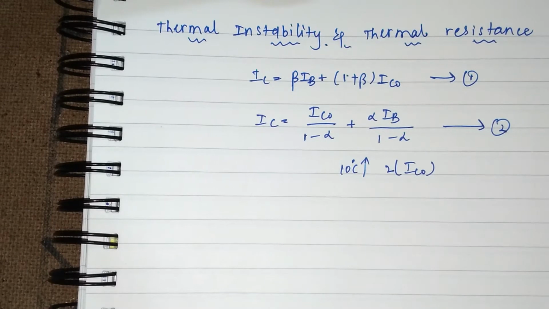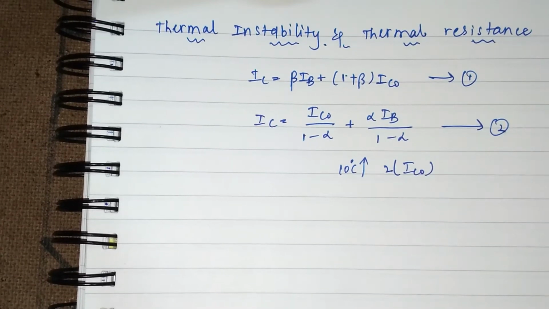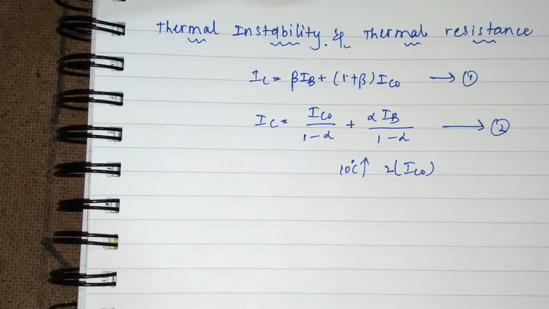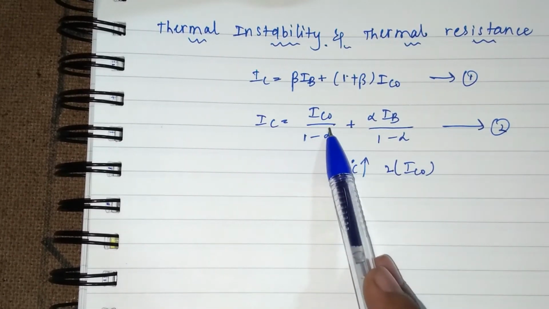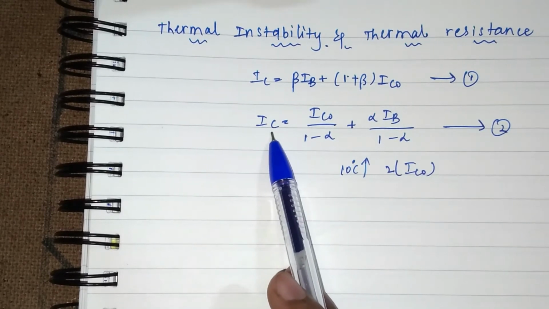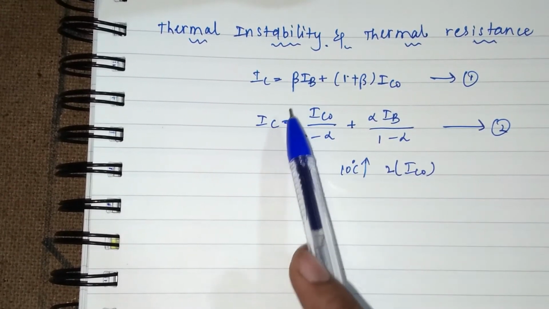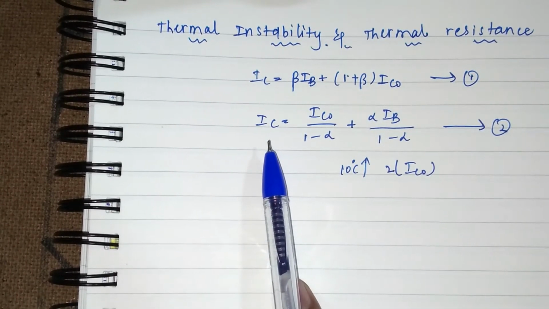Talking about the stability factor S, if IB is fixed, the operating point shifts with change in the values of IC with temperature. From equation 2, ICO doubles itself with every 10 degrees rise in temperature, so IC also increases with temperature while IB is fixed. The operating point is shifted. In order to keep the operating point fixed, IC and VC should be kept constant.